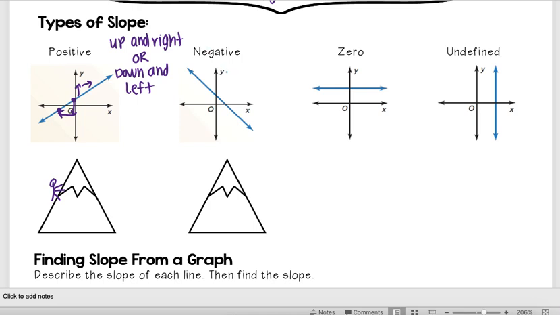Okay, and then we can also have a negative slope. So for that, I like to think of it as going downhill. So let's say now this guy is skiing down the hill or mountain. And here, if I was going from this point to this point, I'm going up and to the left. Or if I was going from this point to this point, I'm going down and to the right.